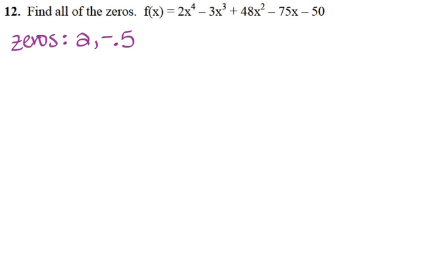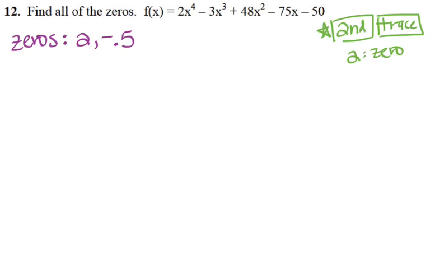To actually calculate the 0 at negative 0.5, you're going to hit second and then trace. So second trace, and it's option number 2, 0. It's going to ask you for a left bound and a right bound. Your left bound is the tick mark that's directly to the left, so that would be negative 1, and then hit enter. Your right bound is going to be 0, and then hit enter. Ignore when the calculator says guess and hit enter again, and it should tell you that that 0 is at negative 0.5.